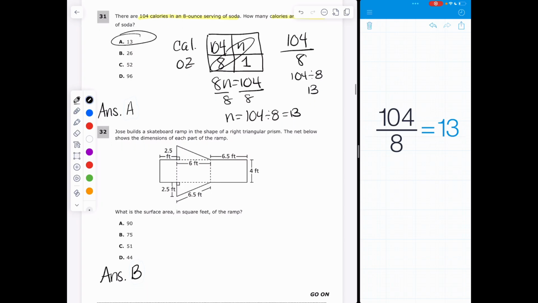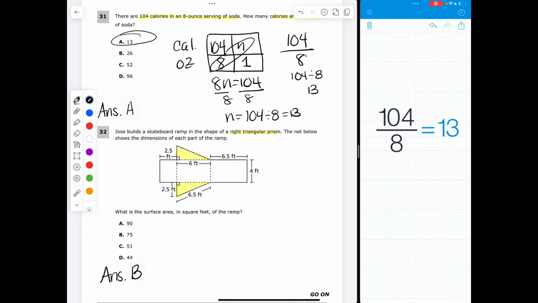This next one, we have surface area, but we have a very complicated prism. Jose builds a skateboard ramp in the shape of a right rectangular prism. The net below shows the dimensions of each part. So one thing I want us to see first of all is that we do have some pieces that are the same size, which are these 2 triangles. But all the other pieces have different dimensions, so that's going to be important. So for example, this is 6 by 4, but this is 6.5 by 4, and this part 2.5 by 4.